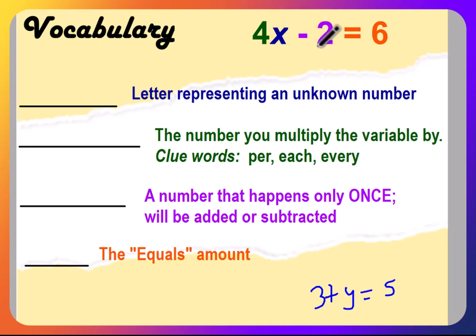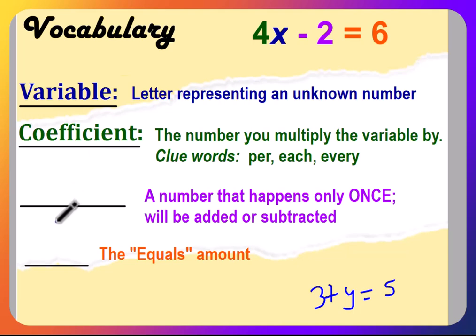So this is a two-step equation, and so we need to be able to read a problem situation and write that two-step equation. We already know how to write the one-step, now let's go to two-step. So let's go over some terms that you're going to need to know, some good vocabulary. The first is the variable. The variable is the letter that represents an unknown number. In this case, it's an x. It can be any letter, right?